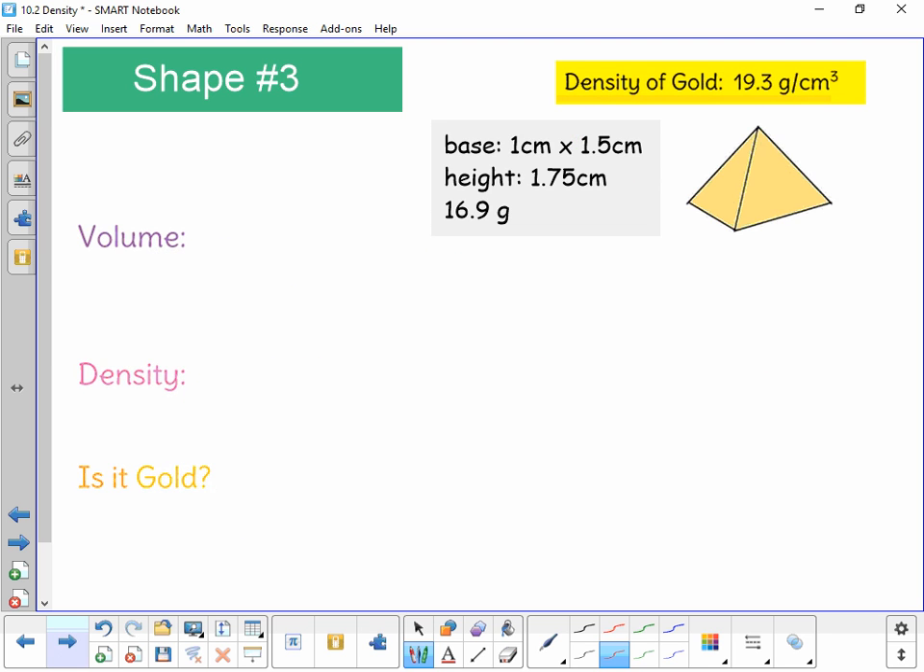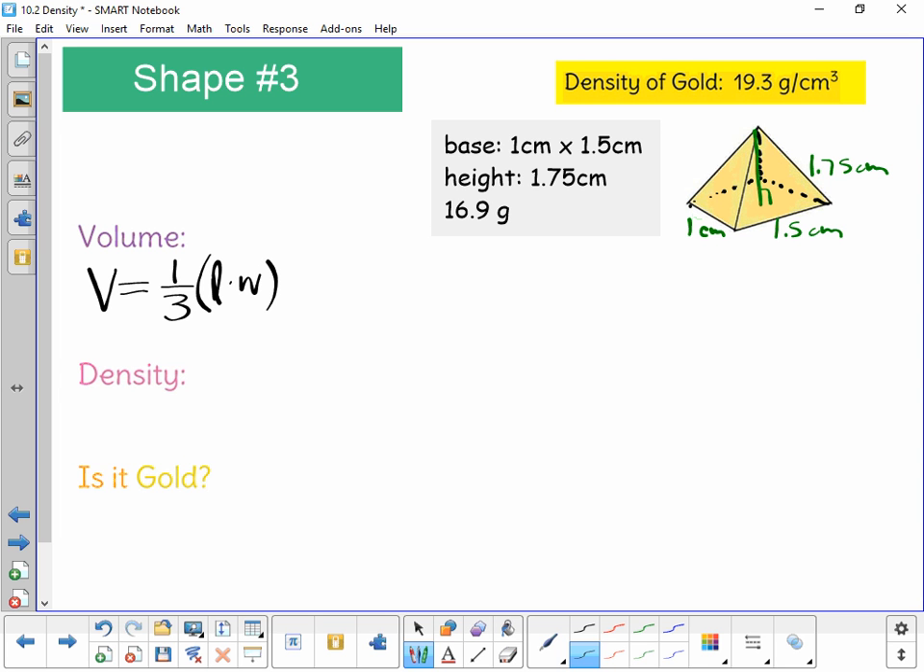And one last shape that we're looking at here, this is a rectangular pyramid. If it helps to have those other lines to help you visualize it. It tells us that the base is 1 centimeter by 1.5 centimeters, and the height is 1.75 centimeters. So to find the volume of a pyramid, it's 1/3 of the area of the base, which would be length times the width, and then we would times that by the height.